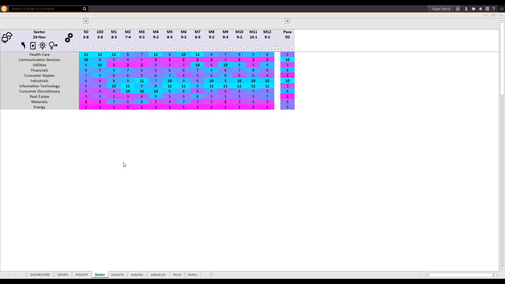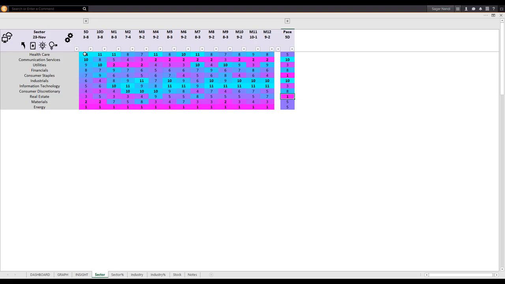This is another view of the sectors. This heat map and scorecard shows the sector rotation clearly. You can see the sector strength across 12 monthly review periods, then more frequently over 10-day, 5-day periods, etc. Cyan represents strength, magenta represents weakness. Other than the strength scores, the base column shows acceleration, deceleration. Again, cyan is strength, acceleration, and magenta is deceleration.